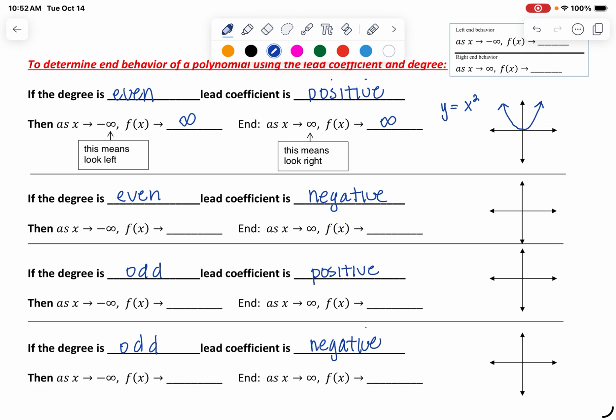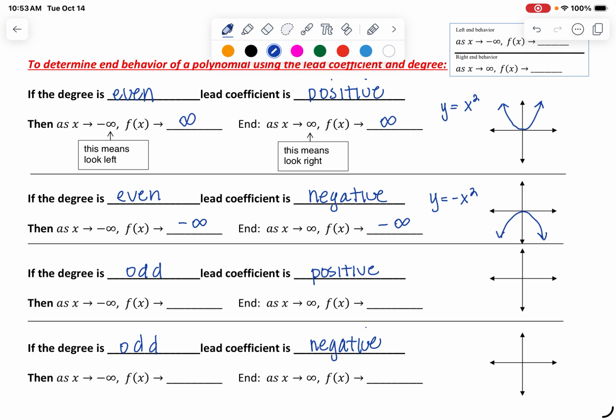All right, so that is if the degree is even and the lead coefficient is positive. If the degree is even and the lead coefficient is negative, so that's like having y equals negative 1x squared, it would just look like this. As you look left, there's an arrow pointing down, so that's negative infinity. As you look right, there's an arrow pointing down, so that's negative infinity.